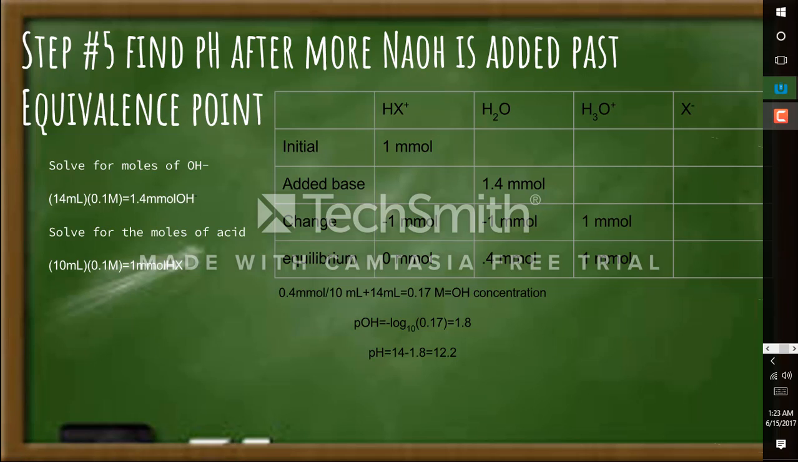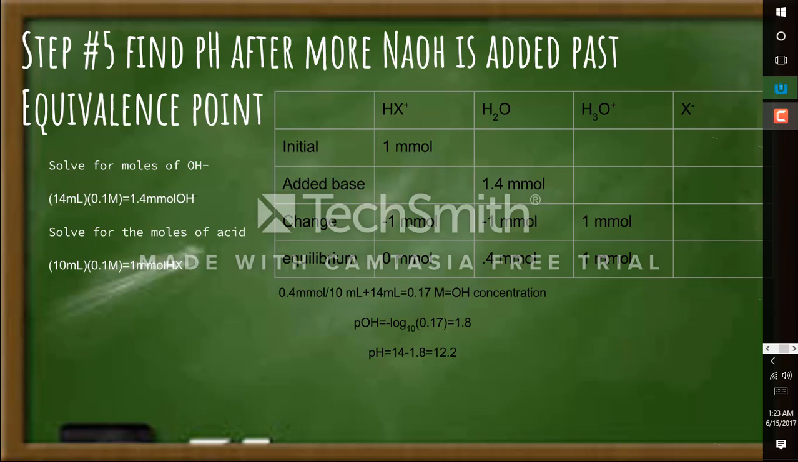The final step to this problem is to find the pH after more NaOH is added past the equivalence point. To do this, you must first solve for moles of hydroxide. Since the half equivalence point had a volume of 13, you must input a volume that is greater than 13. In my example, I inputted 14 milliliters. You must multiply 14 milliliters by 0.1 molar to get 1.4 millimoles of hydroxide.